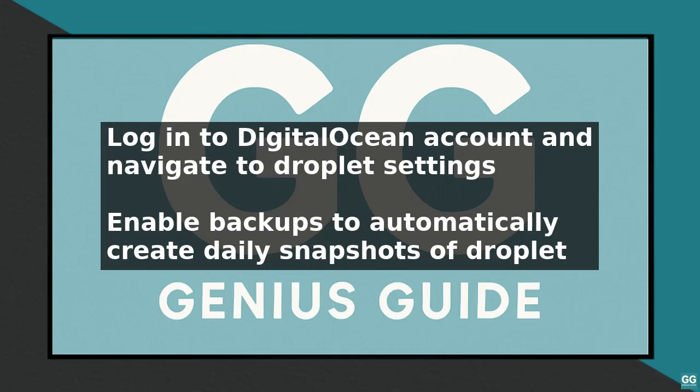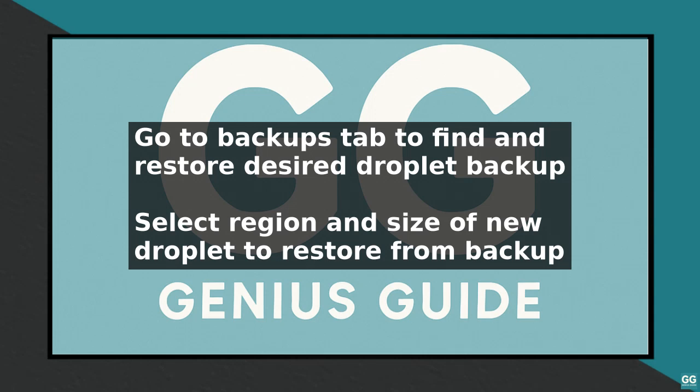First, log into your DigitalOcean account and navigate to the Droplet you want to back up. Click on the Droplet to access its settings. Then click on the Backups tab. Here, you can enable backups, which will automatically create a snapshot of your Droplet every day.